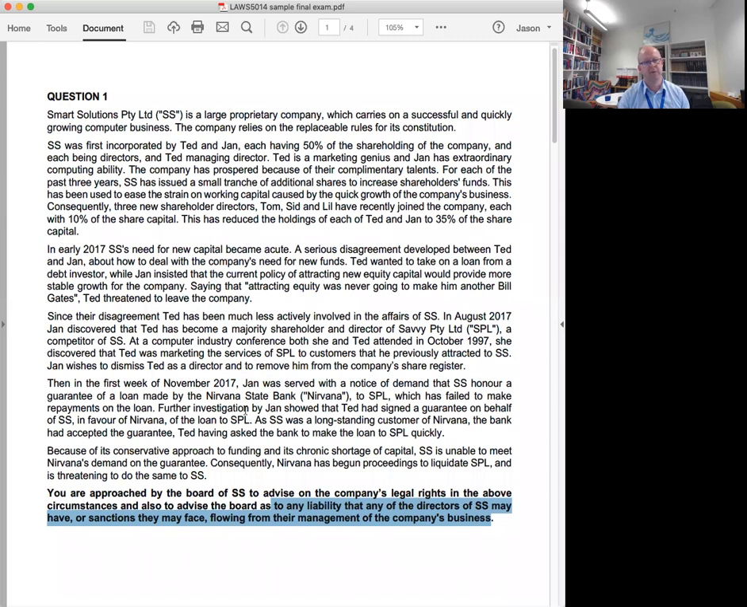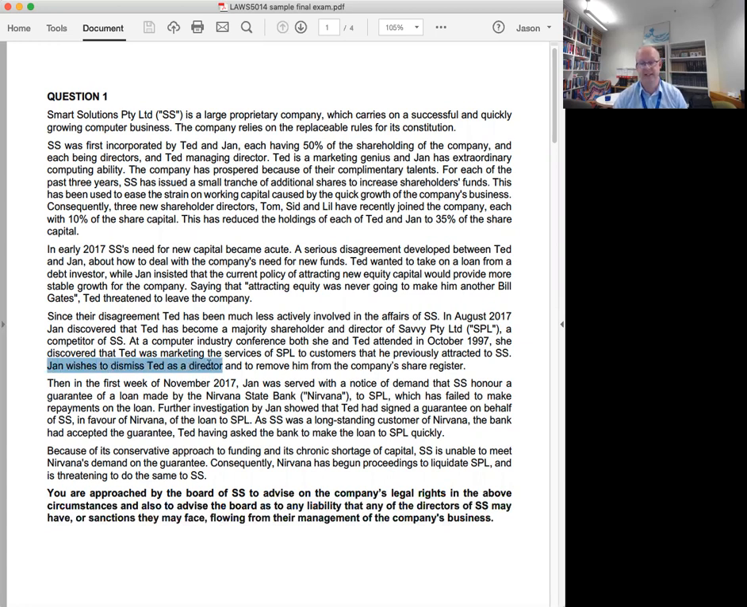Is the company liable for the guarantee? What are the directors' liability? And that includes potential breaches of duty for Ted for improperly entering into the guarantee, potential insolvent trading for Ted and Jan. Now we know Jan wishes to dismiss Ted as a director.